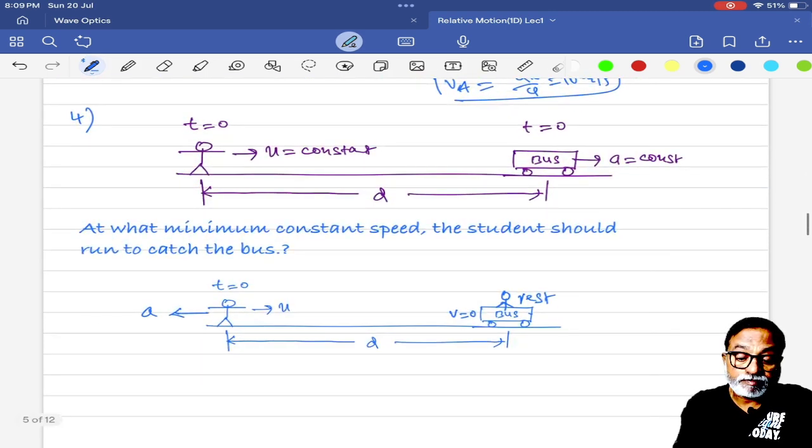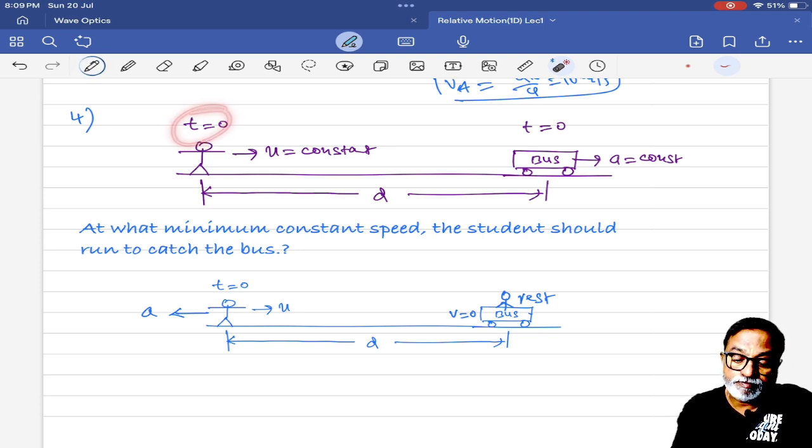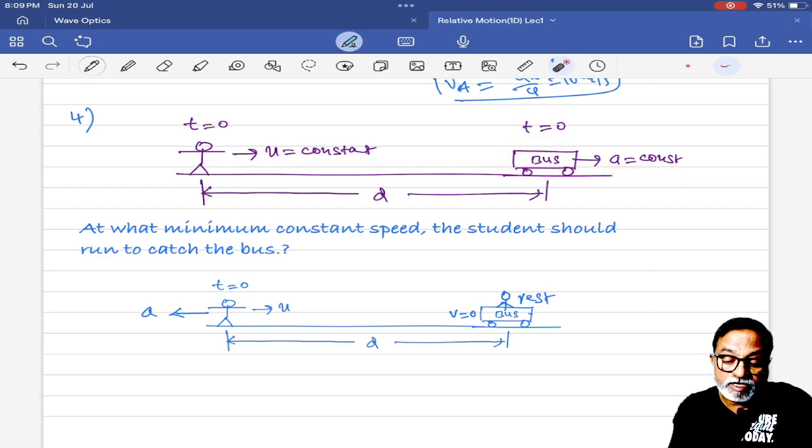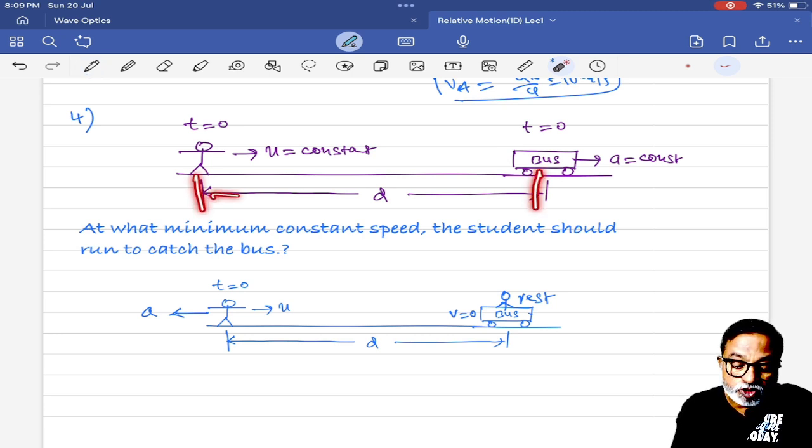Next one. Here is a student moving with constant velocity at time t equal to 0. Here is the bus, moving with constant acceleration at time t equal to 0. The distance between the student and the bus is s. At what minimum constant speed should the student run to catch the bus? So here we are finding with respect to the bus.